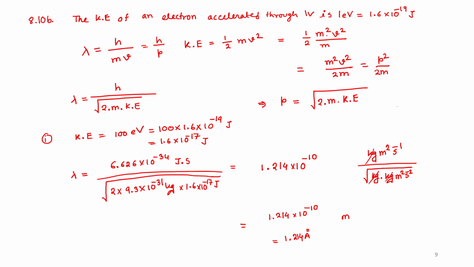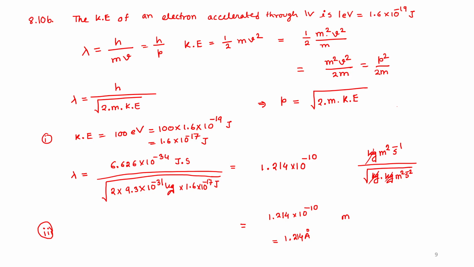What about if the voltage is one kilovolt, that is 1000 volt, then my kinetic energy in the second case would be 10 times. Kinetic energy will be 10 times. What about my lambda? Lambda will obviously decrease to the extent of root 1 by root 10, that is, divided by root 10.